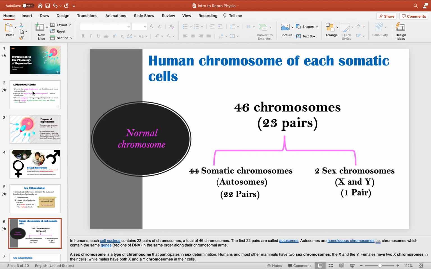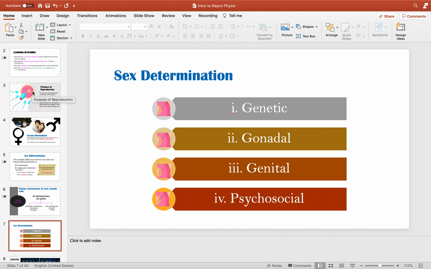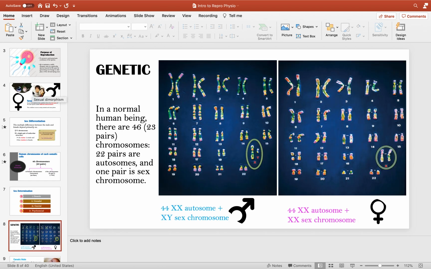So actually, the human somatic cells have 46 chromosomes, which are 23 pairs: 22 pairs are somatic chromosomes or autosomes, and one pair is sex chromosomes, X and Y. And sex is determined by genetic, gonadal, genital, and also psychosocial factors. So for the genetic, in a normal human being there are 46 chromosomes, where 22 pairs are autosomes and one pair is sex chromosomes.